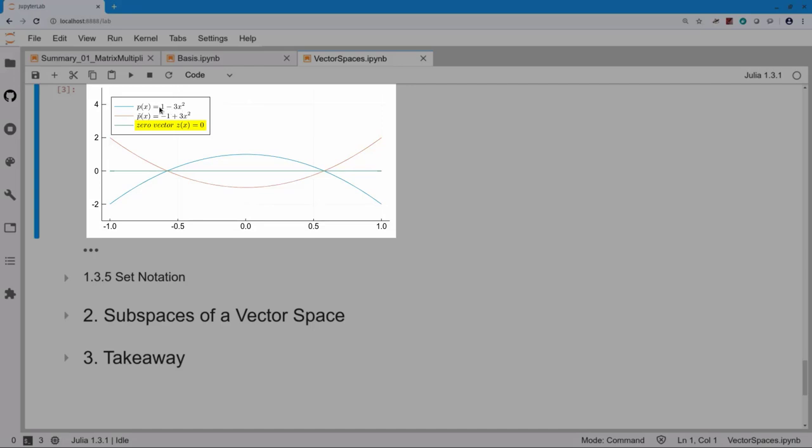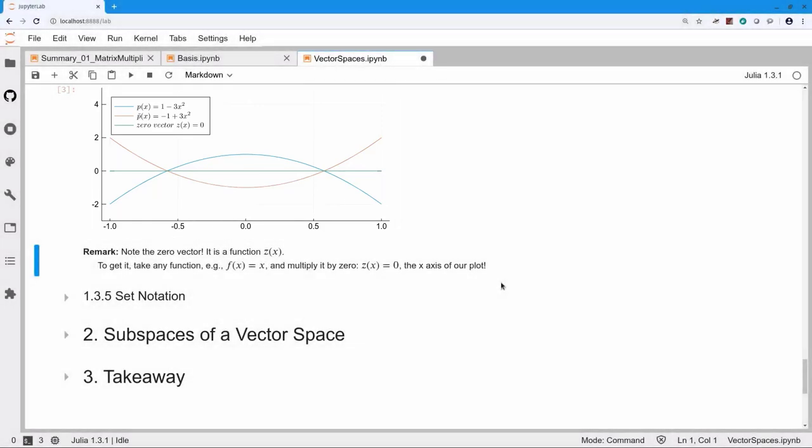The zero vector is take any one vector, like 1 minus 3x squared, and multiply it by 0. That yields 0. So the zero vector is the function z of x equal to 0. In my plot here, that's just the x-axis in green. So the x-axis in this representation is the zero vector for my set of polynomials.